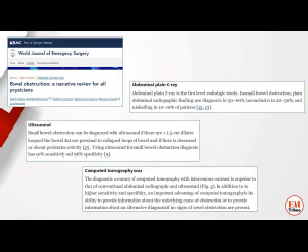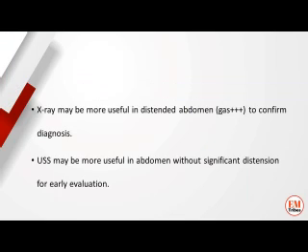So if you think about abdominal ultrasound versus X-ray, which is what we currently have available in our set, my take on it is that they're both useful, but one might have an advantage over another in certain situations. So in my opinion, X-ray may be more useful in a distended abdomen if it's quite distended with gas to confirm the diagnosis. And this is because large amounts of gas in the bowel actually interfere with accurate ultrasound interpretation.